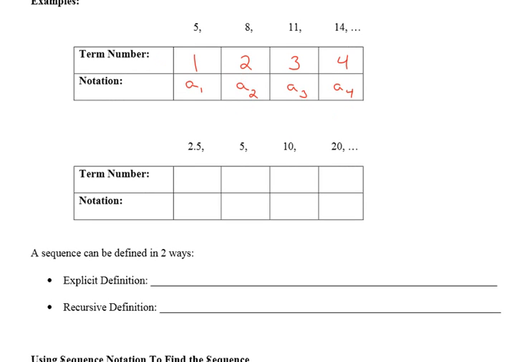Let's take a look at another example. I've got a sequence 2.5, 5, 10, and 20. The first term is 2.5, and its notation is A sub 1 for the first term. 5 is the second term. Its notation is A sub 2. In other words, the second term. 10 is the third term. Its notation is A sub 3. And 20 is the fourth term. Its notation is A sub 4.